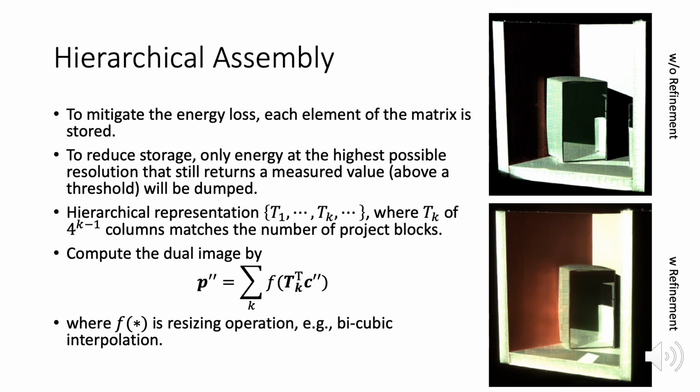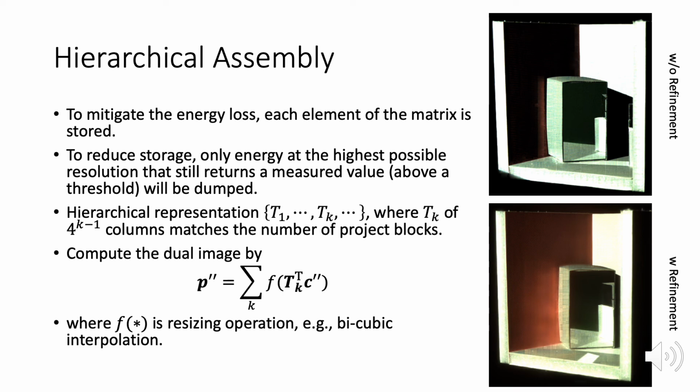To mitigate the energy loss, the authors find a novel hierarchical structure to store the light transport matrix. Theoretically, if we store the light transport matrices of all levels, there's no information loss. But to reduce the storage, we only store the value at the highest possible resolution, so we obtain the hierarchical representation of the light transport matrix, which means every light transport matrix becomes sparser.